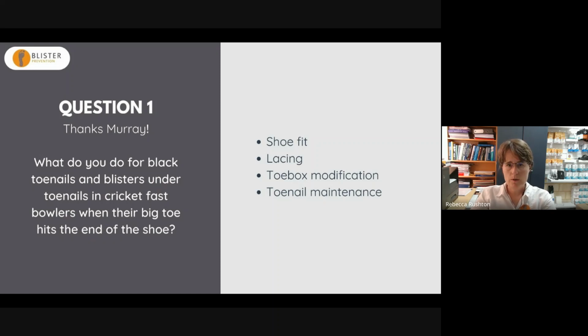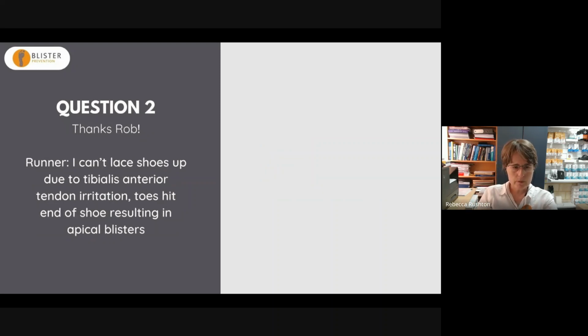So we don't need the thickness and the length of the toenail to be adding to that to any degree. So we should really be cutting those nails back, filing them down as much as possible. So they're the relevant factors there, Murray. I hope that helps.